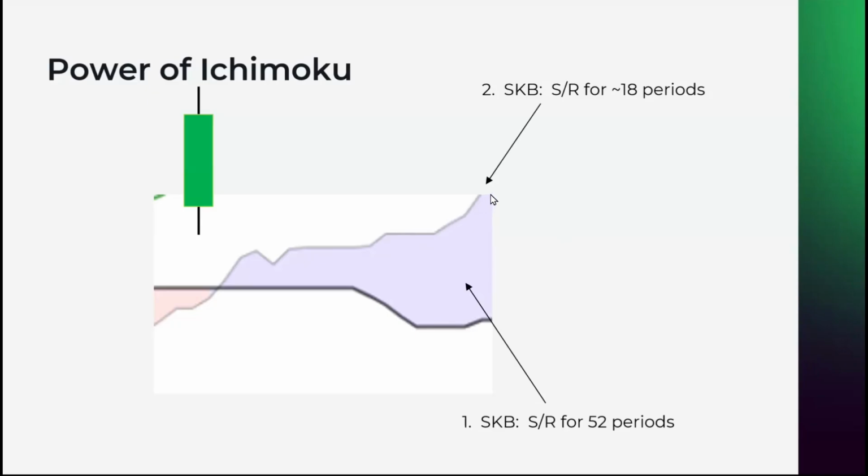If you look at the far right, the top of this cloud, which is gray here, represents the support resistance for 18 bars. This black line here represents support resistance for 52 bars. So the current values, support resistance, are shown 26 bars into the future. If you look below the cloud at the current bar, this black line here is the average of 52 bars, but from 26 bars ago.